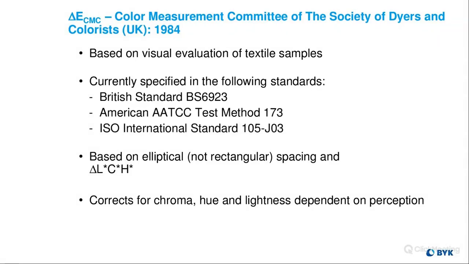So to look at the first equation, which is delta E CMC, it was developed in 1984, and it was based on the visual evaluation of textile samples. It's currently in the British Standard, American AATCC test methods, and ISO test methods. And it's based on the elliptical, not the rectangular spacing of LCH, so those elliptical shapes that we looked at before. In this specific equation, it corrects for chroma, hue, and lightness dependent on perception.